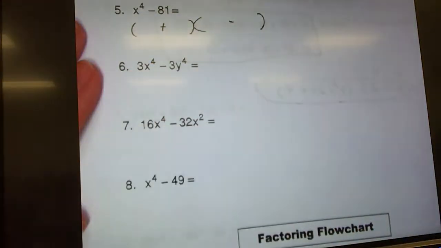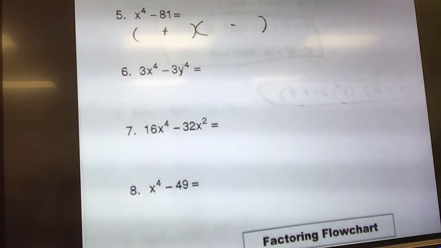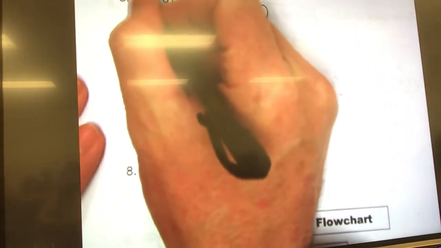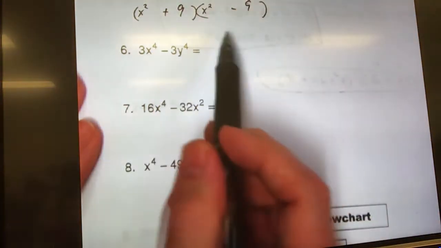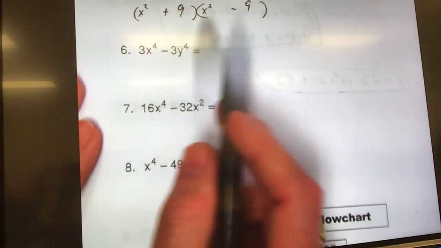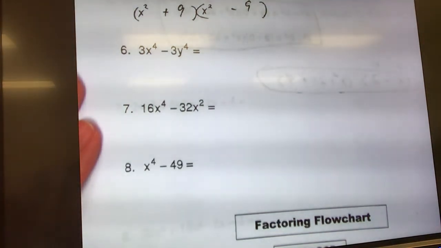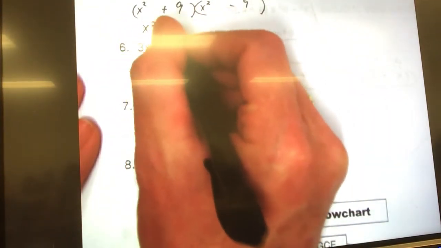What's the square root of x to the 4th? What does it break down to? X what and x what? X squared and x squared. 81, what's it break down to? What's square root of 81? 9 and 9. Now look at that. I've got another perfect difference of 2 squares. Can't touch this one because it's a plus. It only works on difference. So this one I can break down another time. This one can't. It stays x squared plus 9.